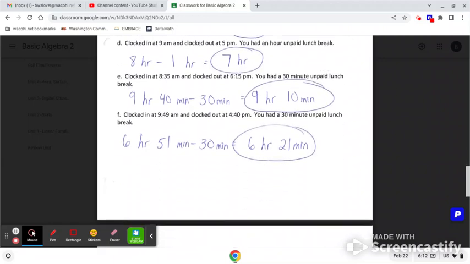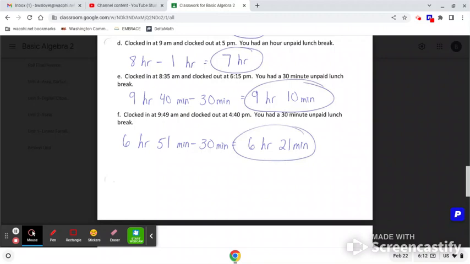Now letter E and letter F get a little bit tricky only because it's not on the hour like some of the other ones were. Like we clocked in at 8:35. Maybe we were supposed to be there at 8:30. We showed up 5 minutes late, so that's when we clocked in. Maybe we clocked out at 6:15 because we had to do some cleanup. Our shift ended at 6, but we had to stay 15 minutes to do some cleanup. So you're not always going to have those nice numbers when you're dealing with work.